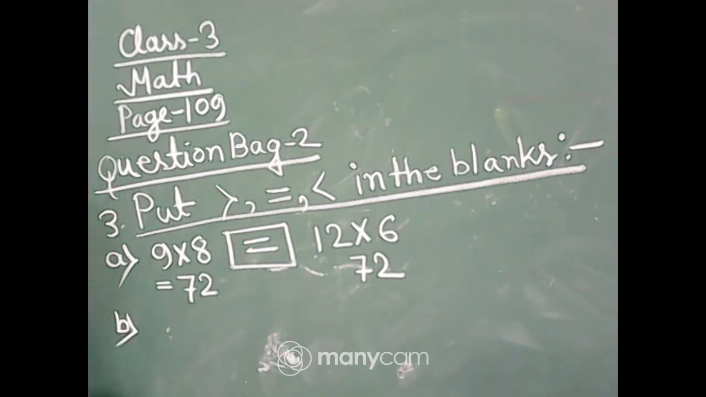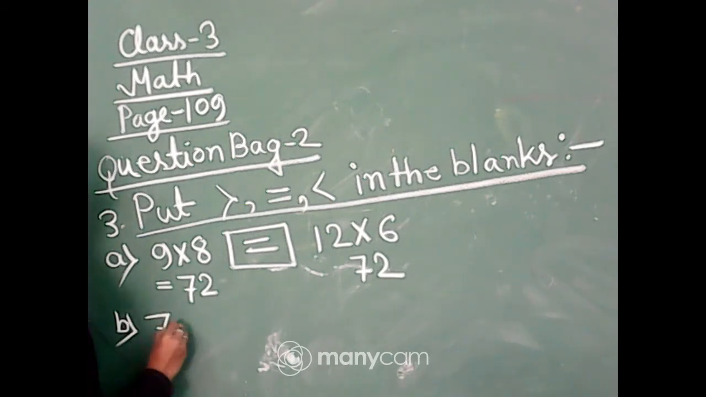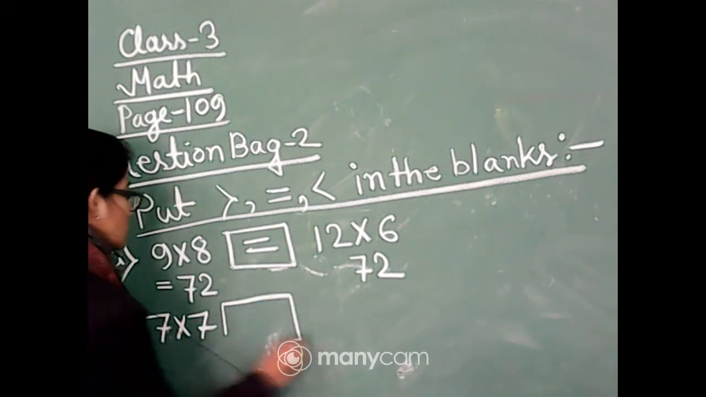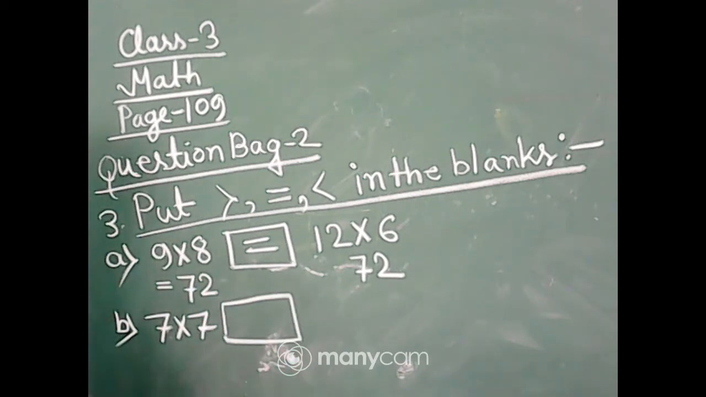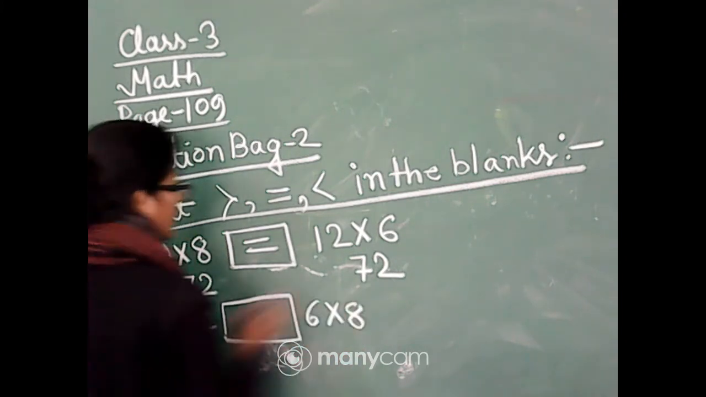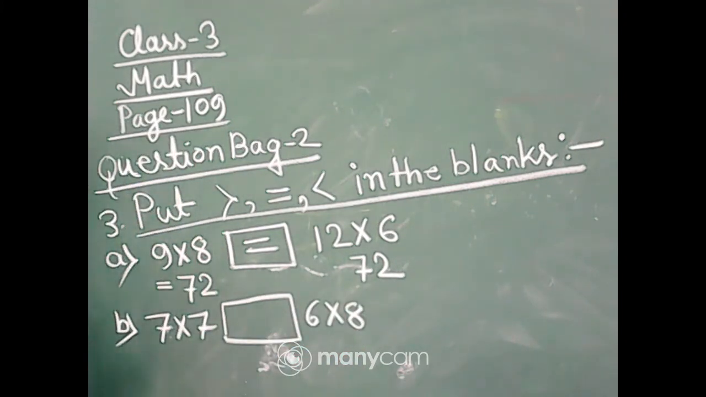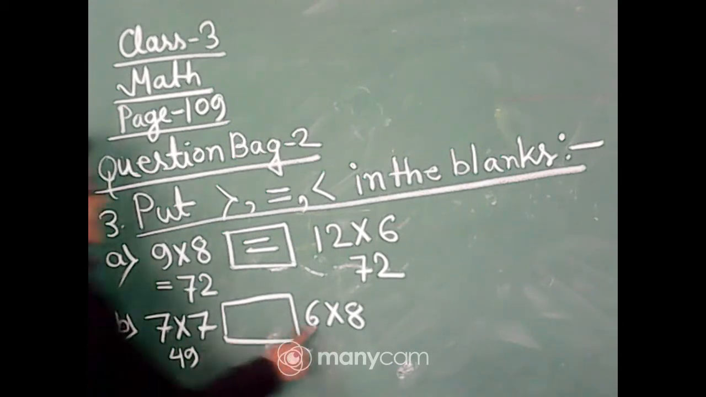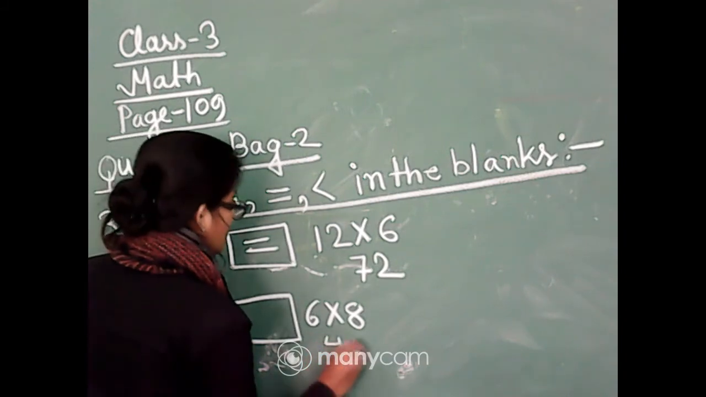Now take B number example. 7 into 7, then a box, then after that 6 into 8. So in this case also we will first do the multiplication of both sides of the box. So 7 sevens are 49, we all know. And 6 eights are 48.